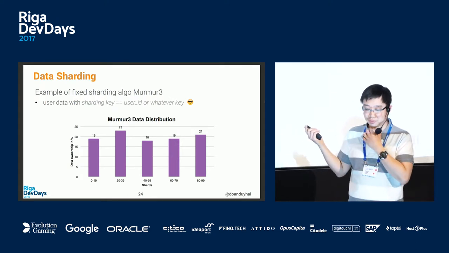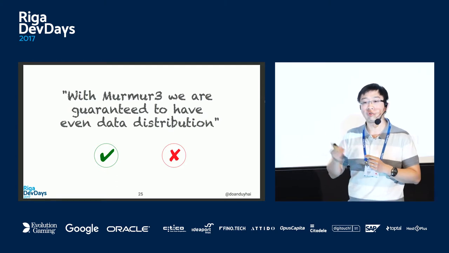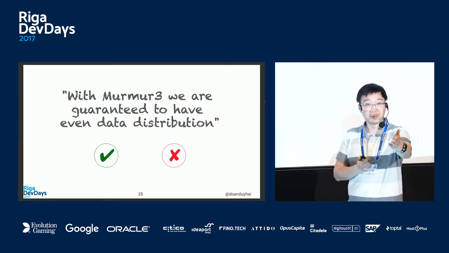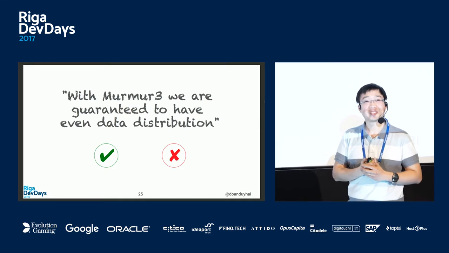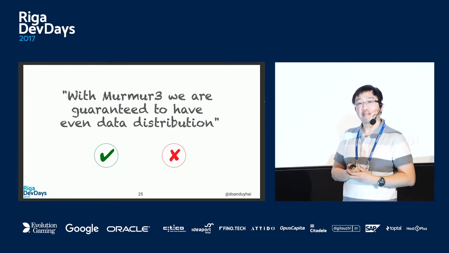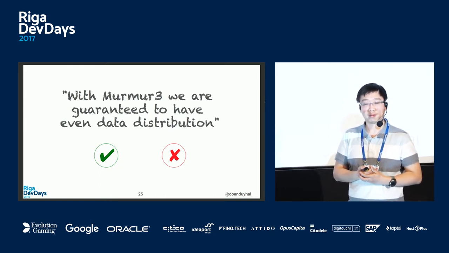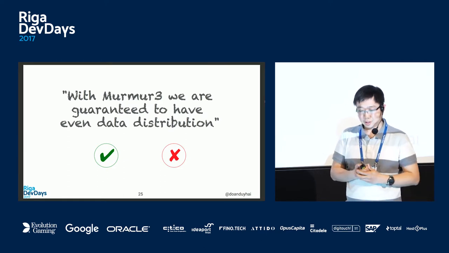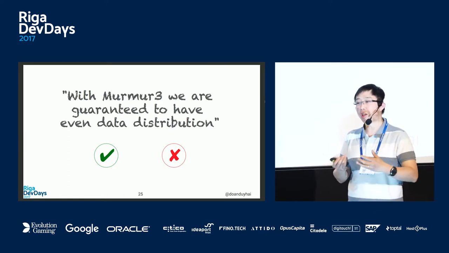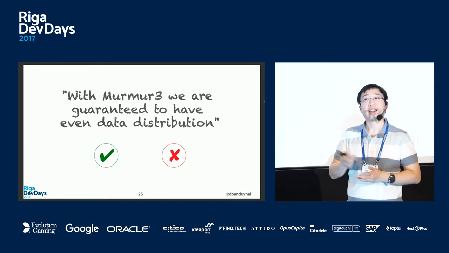After saying that, someone will tell you, with Murmur3, we are guaranteed to have an even distribution of my data. Is it true or is it wrong? Wrong? Why? Okay, so the first answer here is wrong because if we have specific data, the algorithm will not work. So, yeah, kind of. Any other answer?